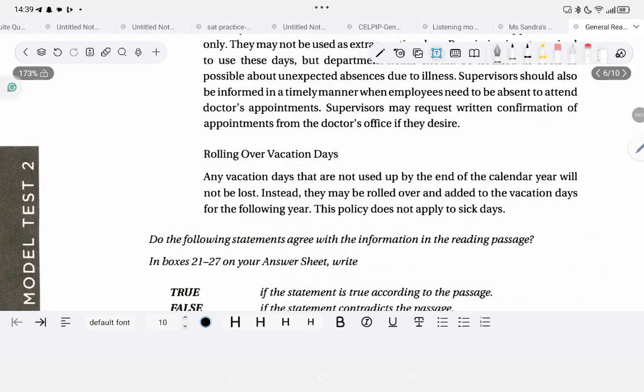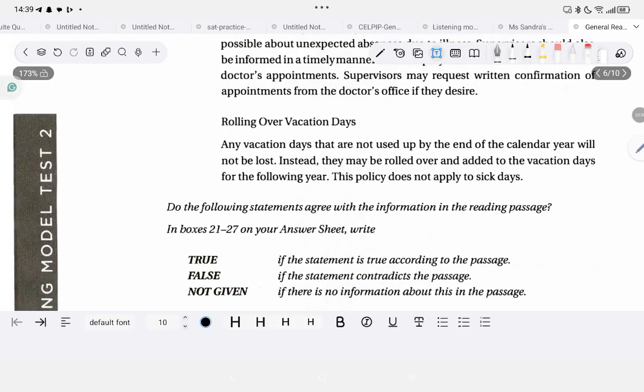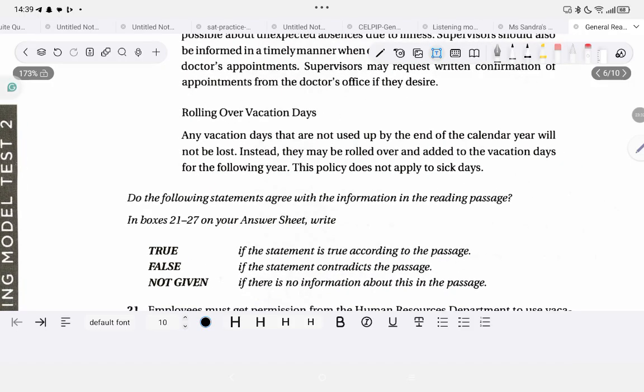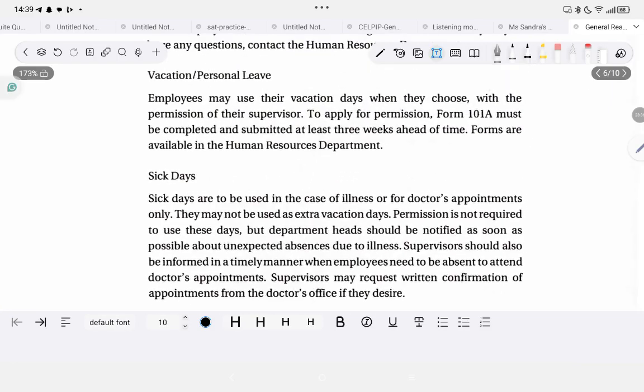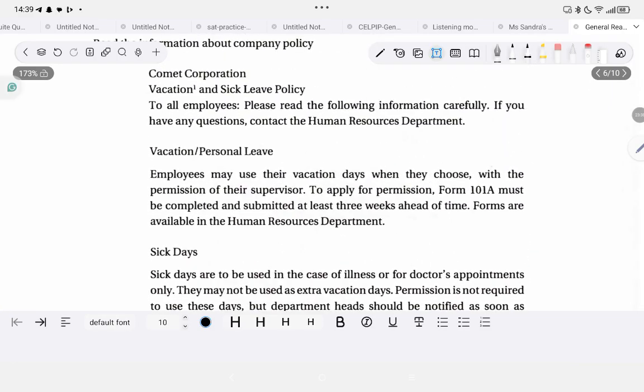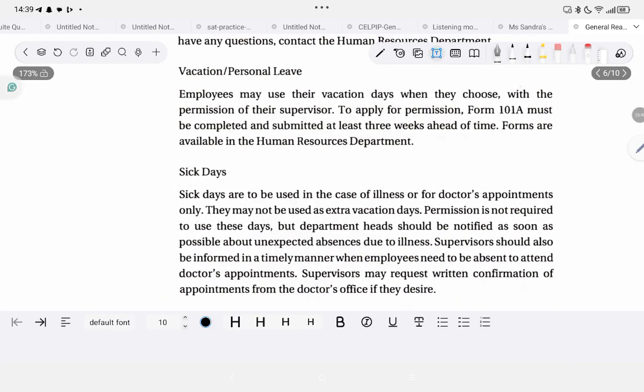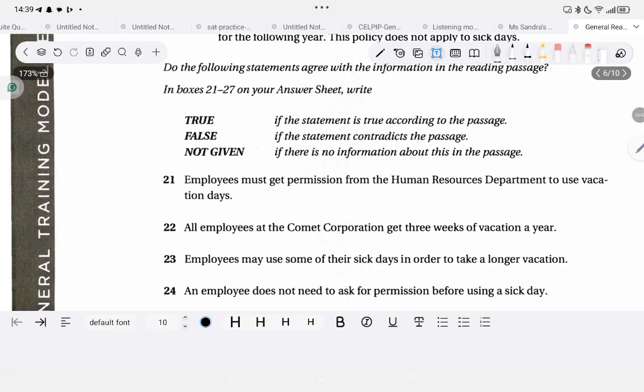Rolling over vacation days. Any days that are not used up by the end of the calendar year will not be lost. Instead, they may be rolled over and added to the vacation days for the following years. This policy does not apply to sick days. The good thing about this one is that you've been given headings. So once you have a question about any of these things, you know where to go to.